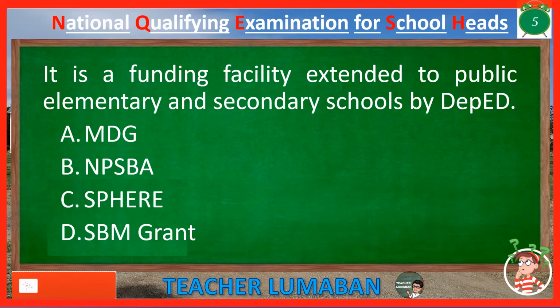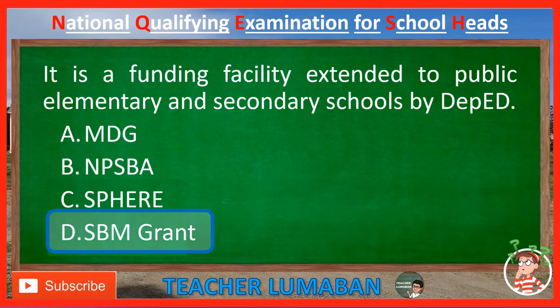5, 4, 3, 2, 1. Letter D is the correct answer. SBM grant. The SBM grant is a funding facility extended to public elementary and secondary schools by the Department of Education.